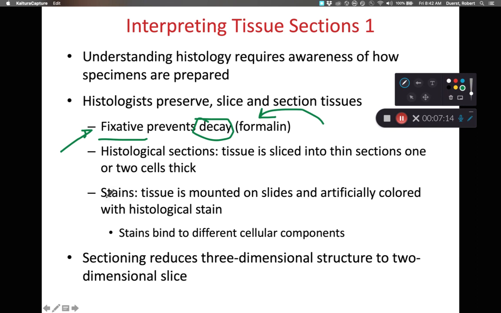As we make our sections, you could think a section can be referred to as a slice. And our histological sections are super duper skinny or thin slices. They're made with a special instrument called a microtome, and a good section is 1 or 2 cells thick.